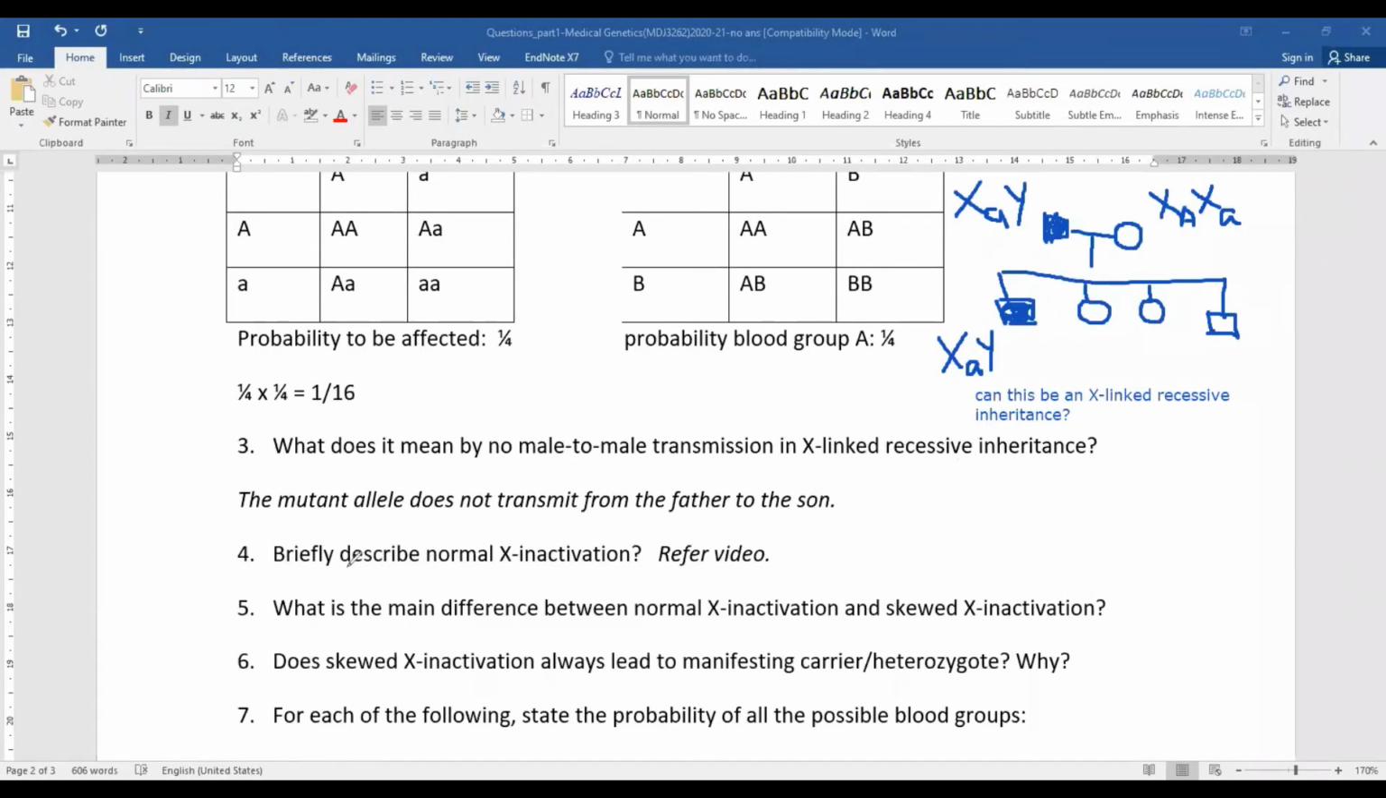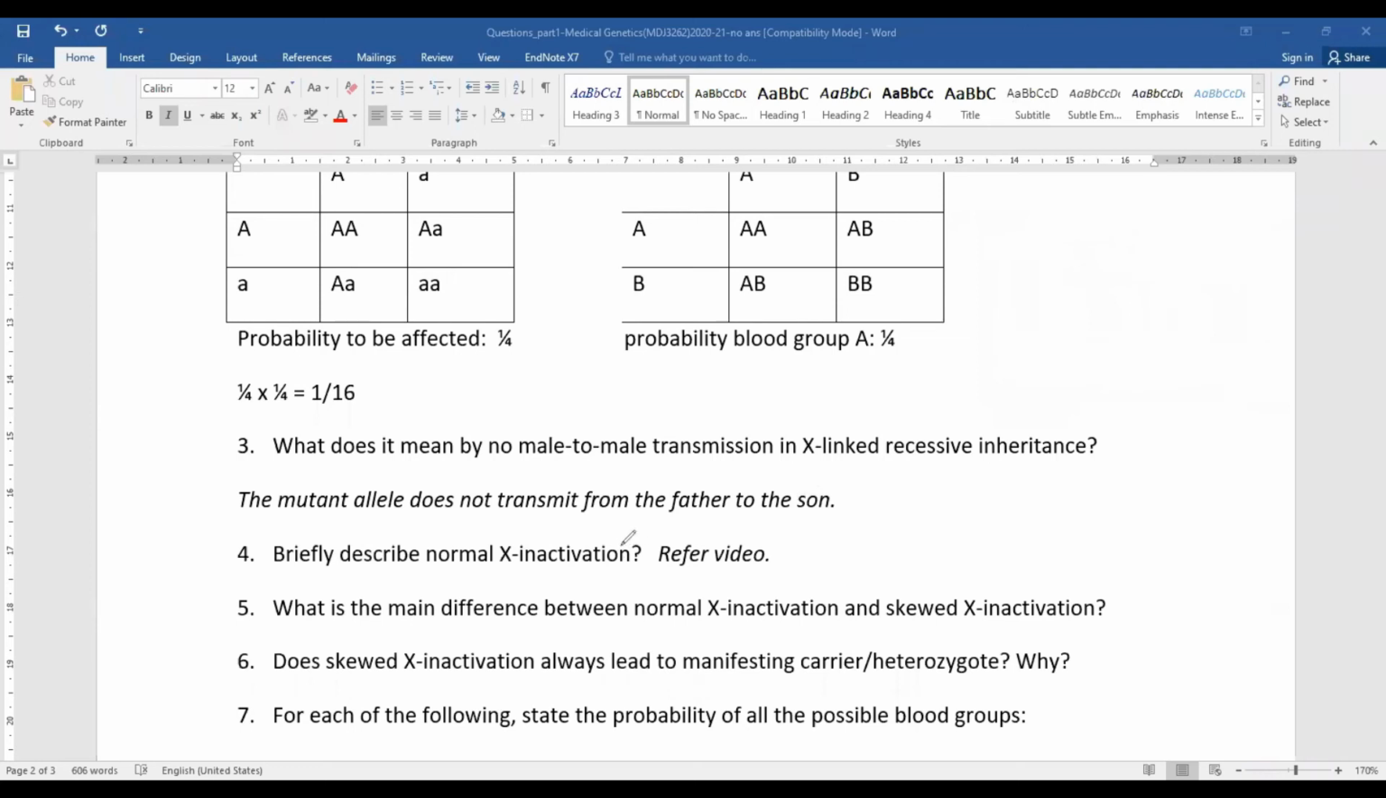All right. Briefly describe normal X inactivation. I've given you the video. So does anybody have any problem understanding this? X inactivation, anyone got a problem or not? Yes, got a problem. Okay. Let me put it the other way. Do you understand X inactivation after we watched the video? You understand or not? Understand means no problem. But if you have a problem, you have to tell me.